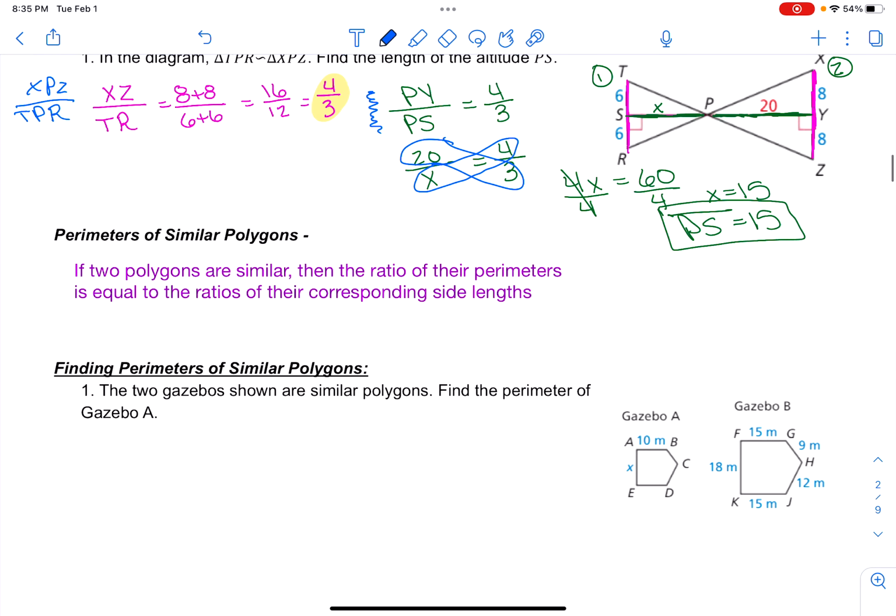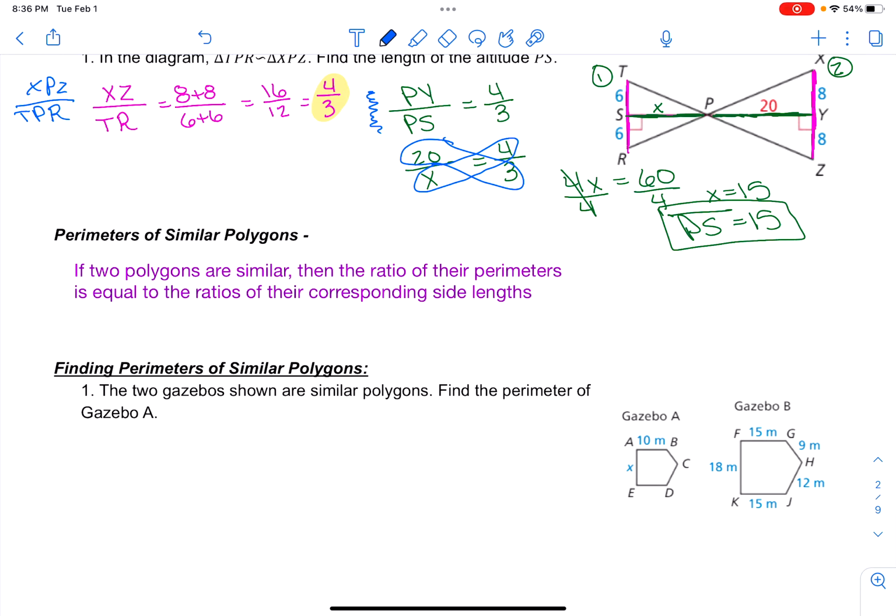So the last 2 things that we have to cover are perimeter and area of similar polygons. These can get even trickier because it's kind of like a formula you have to remember a little bit on the way that needs to be set up. So for perimeter, it says if 2 polygons are similar, then the ratio of their perimeters is equal to the ratio of their corresponding side lengths. So the ratio of the perimeters is equal to the ratio of their sides.